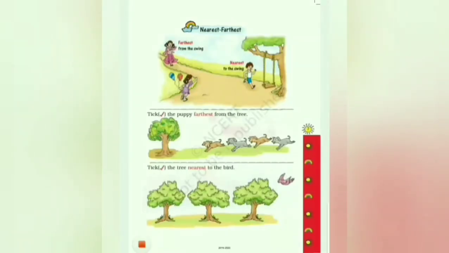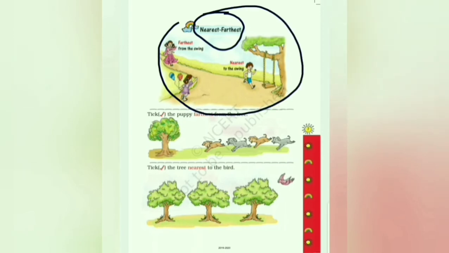Start with the concept of nearest and furthest. Nearest मतलब नज़दीक, furthest मतलब दूर. Okay, you can see this picture. In this you can see three children, 1, 2 and 3, and this is a swing. This boy is nearest to the swing and this girl is furthest from the swing. ये girl दूर है swing से और ये boy नज़दीक है swing के.